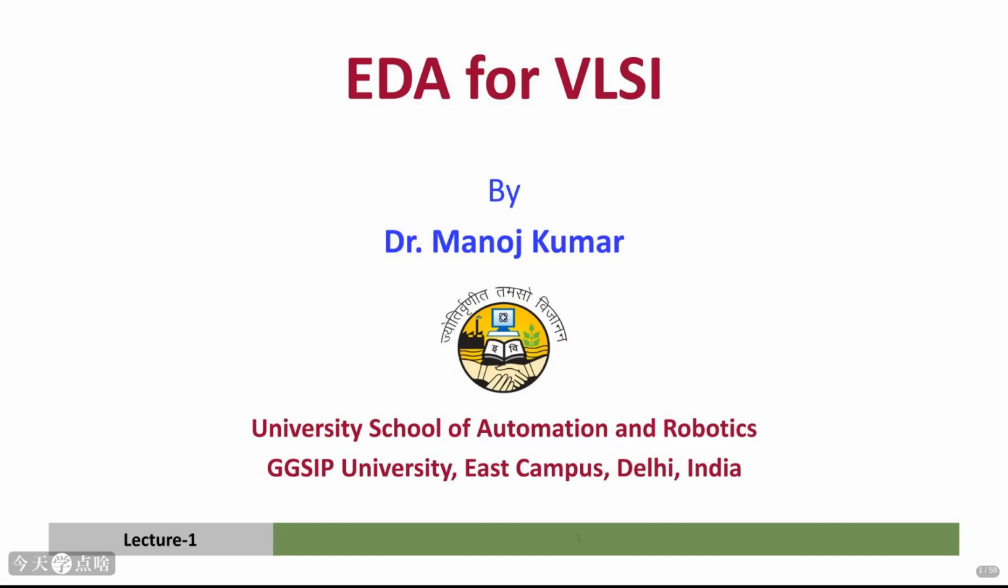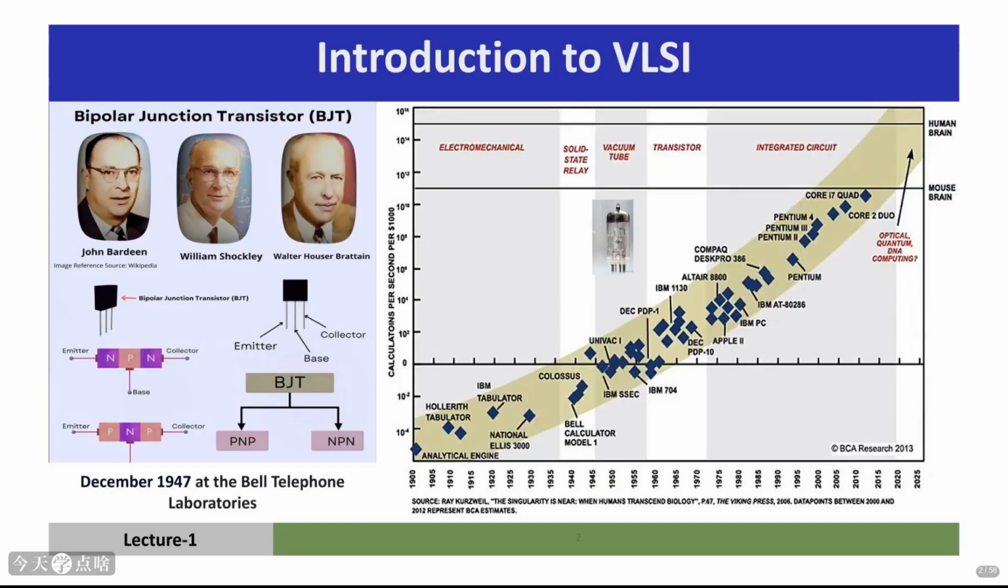Alright, let's dive straight into the fascinating world of EDA for VLSI. This is the engine room where digital dreams become silicon reality. So, where did it all start? Well, picture this. December 1947, Bell Labs. John Bardeen, William Shockley, and Walter Brattain are tinkering away, and boom, they invent the transistor. Suddenly, electronics aren't just bulky vacuum tubes anymore. It's like going from a horse-drawn carriage to a sports car.